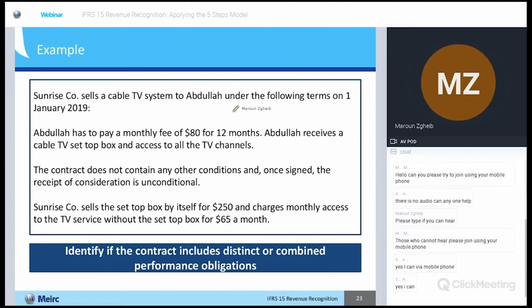Sunrise Company sells a cable TV system to Abdullah under the following terms on 1 January 2019. Abdullah has to pay a monthly fee of $80 for 12 months, and Abdullah receives a cable TV set-top box and access. So he receives a cable TV and access to the TV channels. In this case, does the contract include one distinct performance obligation, 2 distinct performance obligations, or 1 combined obligation? So do you consider here we have more than 1 performance obligation from Sunrise to Abdullah, or 1 performance obligation?